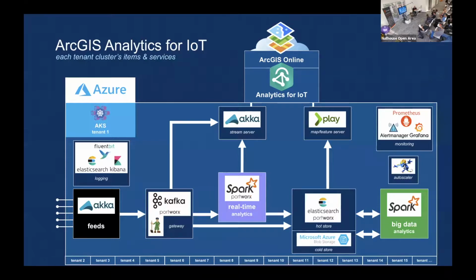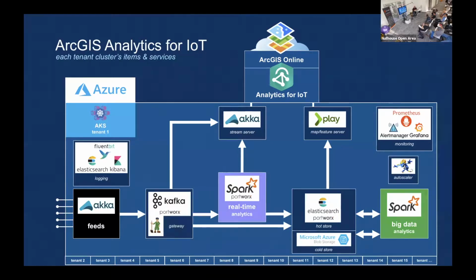The data gets pushed out to the client through a stream server. So that's what was pushing those blue dots on the map. It's a WebSocket server. We call it the stream server. And that's based on Akka technology. And then we have a traditional web server that's based on Play and Scala code that's generating the map images and things on the server side that pushes images back to the client.